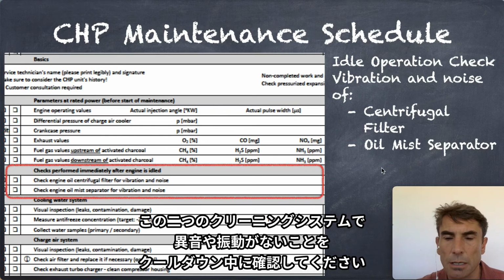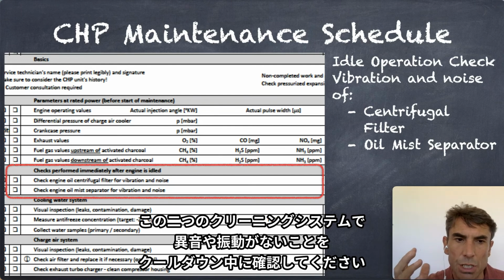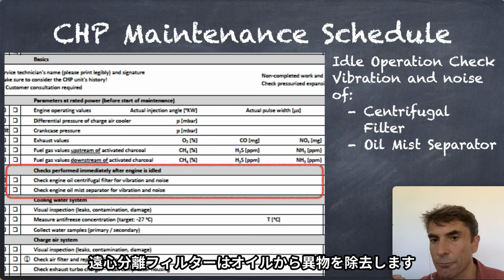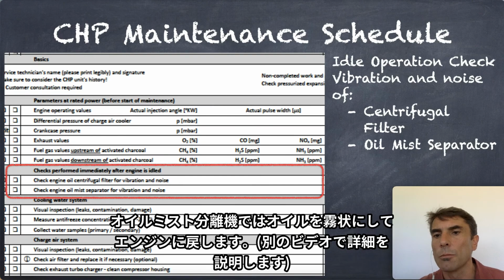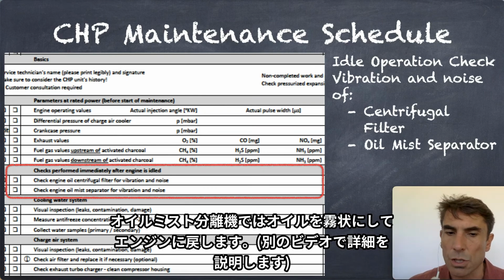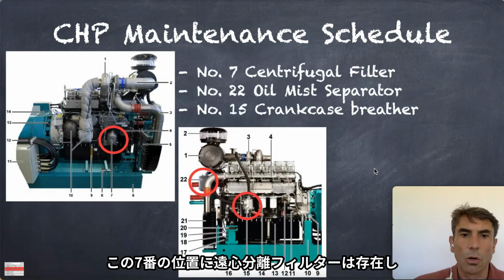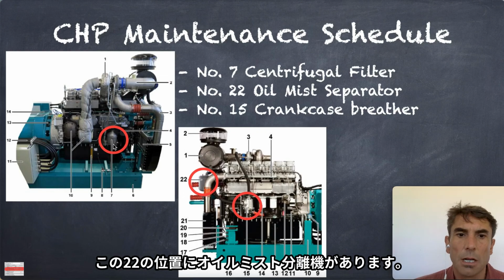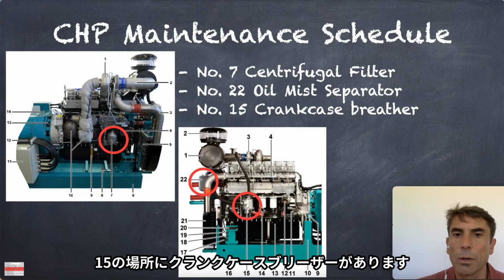I will come back to the two points later, but you can listen if there is any noise, vibration or anything else on the two cleaning systems. The centrifugal filter is to clean the oil, and the oil mass separator actually is to get the oil out of the oil fog and bring it back into the engine. So here at number 7, we have on the side of the engine the centrifugal filter, and in front we have the oil mass separator, and here number 15 we have the crankcase breather.